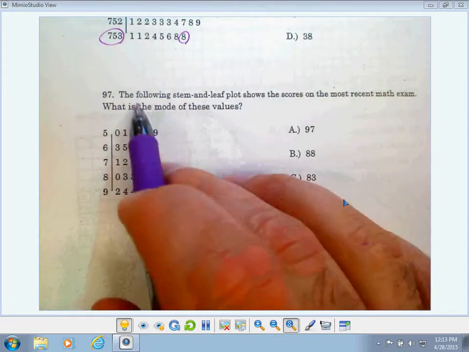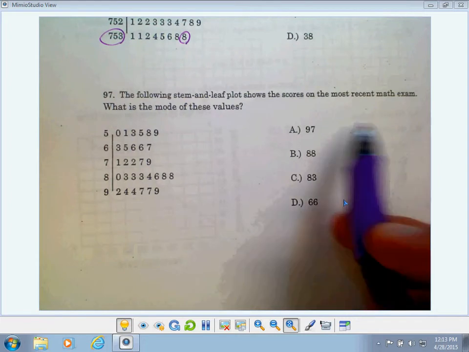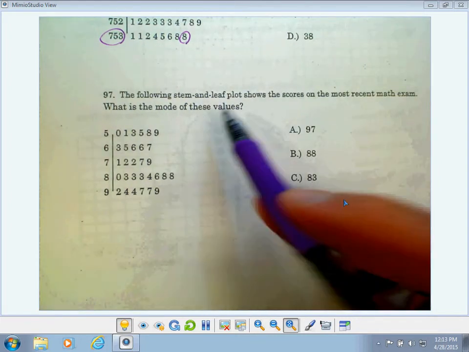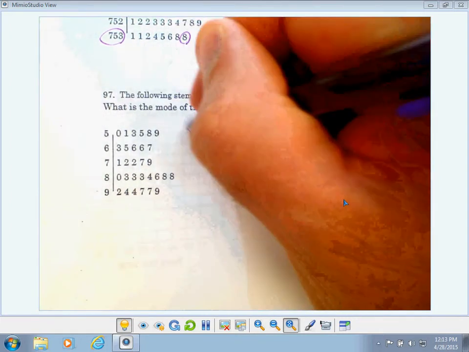Okay, this one says the following stem and leaf plot shows mass scores, and it wants to know what the mode is. Mode's the most frequently occurring number.